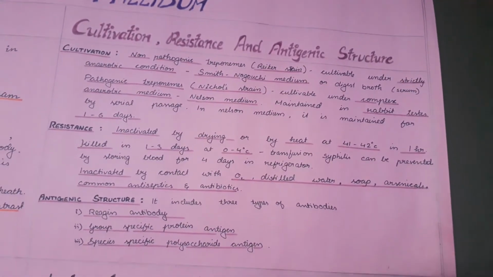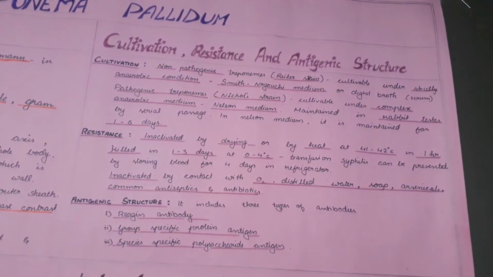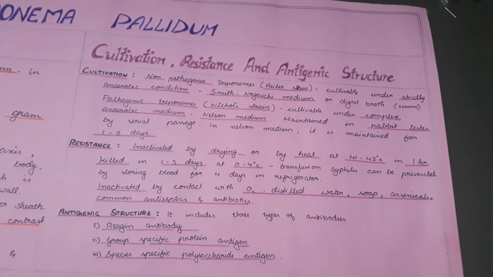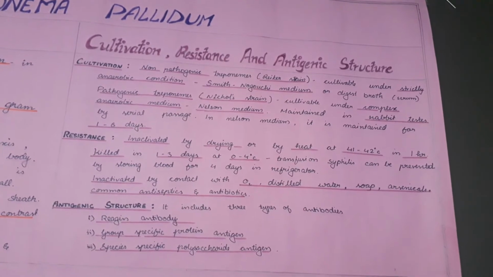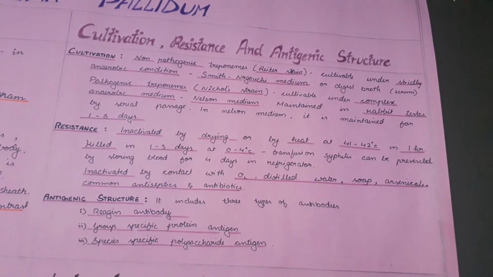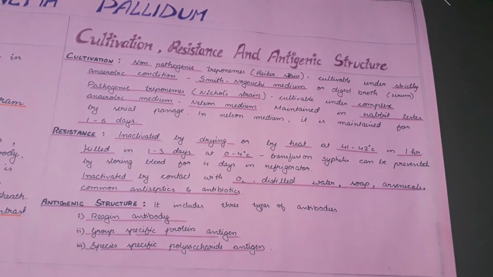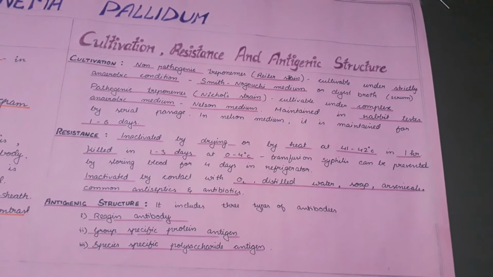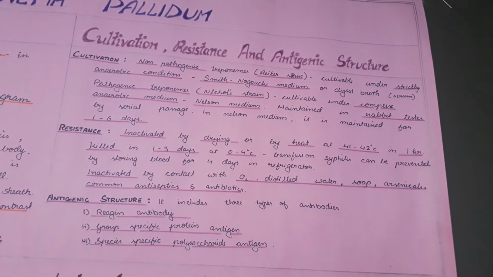Pathogenic treponemes are also called Nichols strain. It is cultivable under complex anaerobic medium. The medium used is Nelson medium. It is maintained in rabbit testis by serial passage. In Nelson medium, it is maintained for 1 to 6 days.